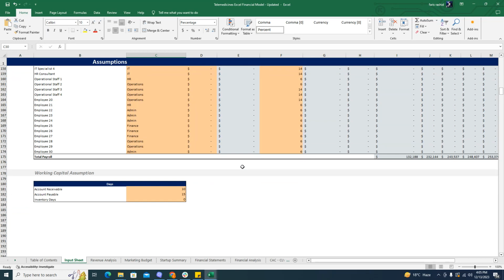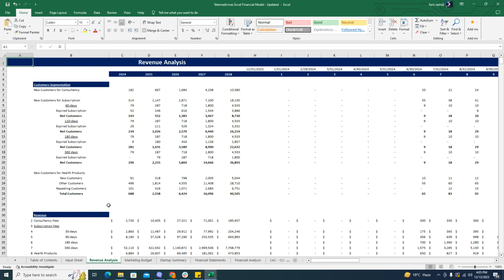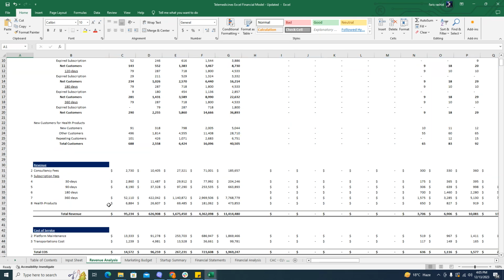Then comes the working capital assumptions. This includes the account receivable, account payable, and inventory days. These are all in the form of days. Then comes the revenue analysis. The revenue analysis basically gives you the analysis on the revenue generated by the business.